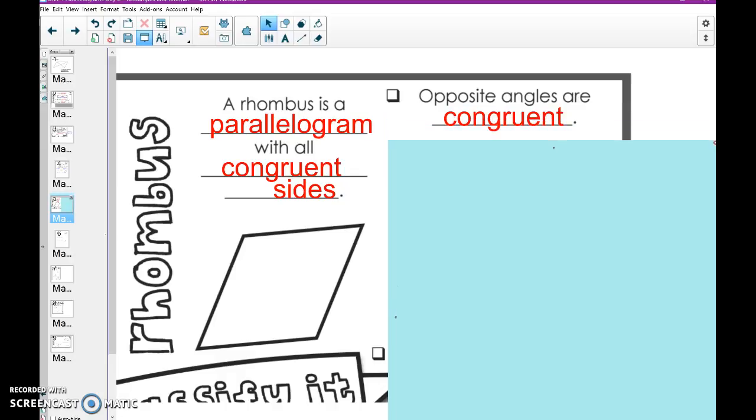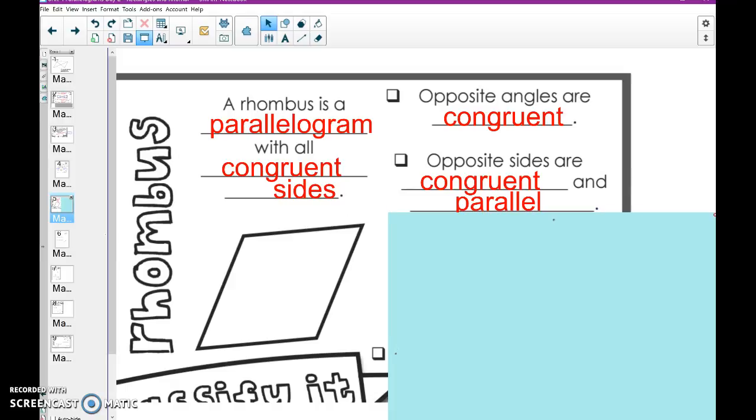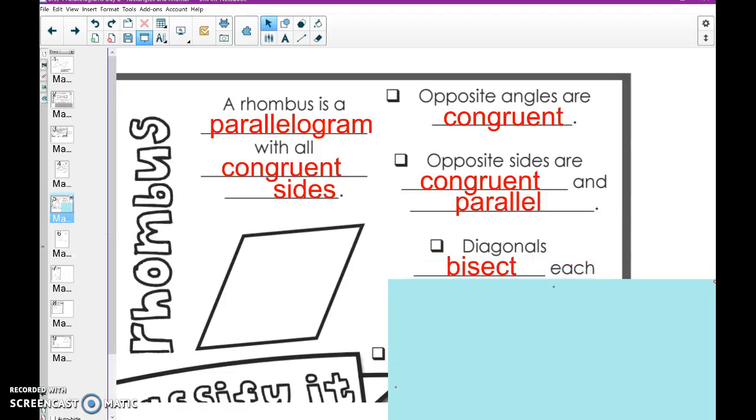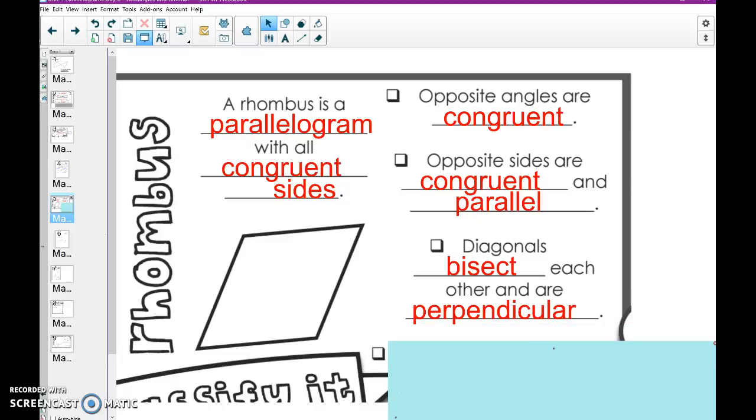The opposite angles are still congruent because it's a parallelogram. The opposite sides are still congruent and parallel, so that stuff is just parallelogram stuff. That's true for rectangles, rhombus, square, and just general parallelograms, so that's nothing new. The extra special thing as well is that the diagonals not only bisect each other, but they are also perpendicular.